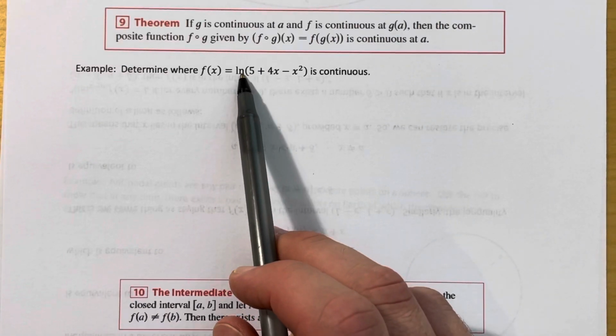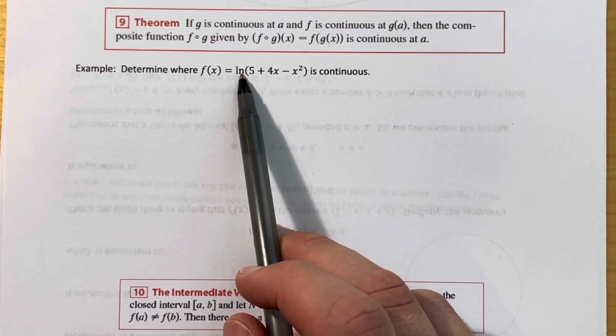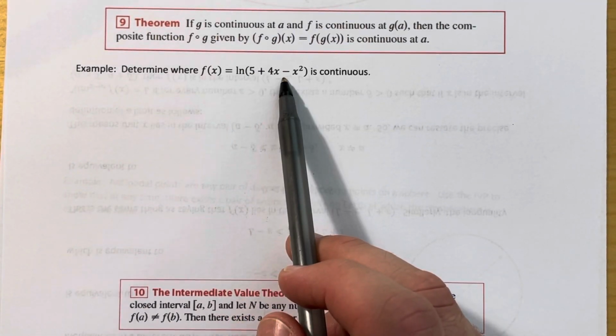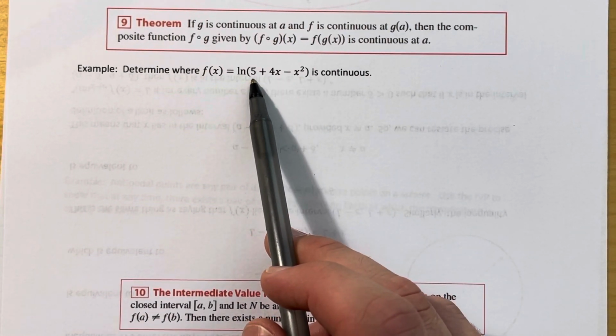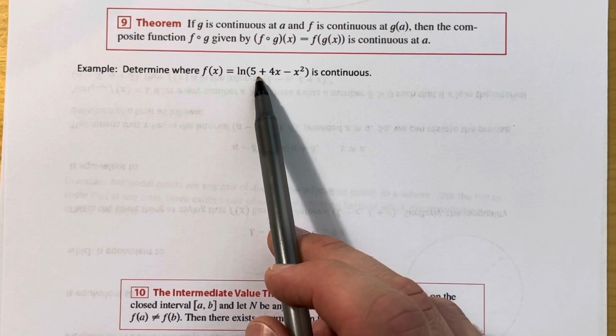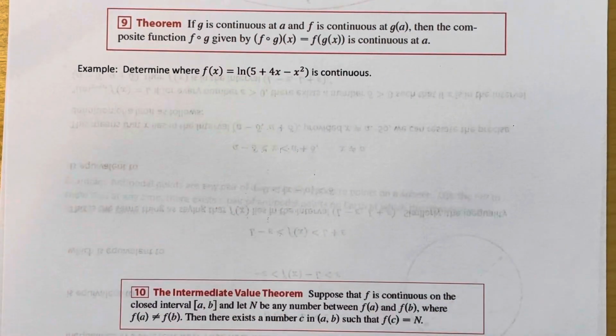So what I know about the natural log function is that its domain is all positive numbers, which means I need this quadratic function in here to only be positive.